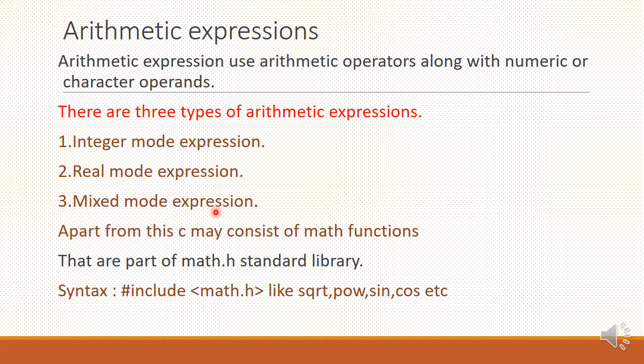Okay. And next, apart from this, C consists of mathematical functions. These mathematical functions are present in the header file called math.h. Till now we have used only two header files. One is stdio.h, another one is conio.h, that is called the console input output header file. These are the two header files we are using. Another one means a lot of header files are there.